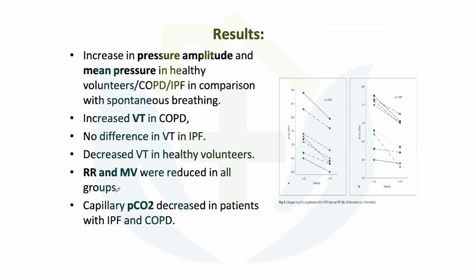So what result came? It increased pressure amplitude and mean pressure in healthy volunteers and also in COPD and IPF, in comparison with spontaneous breathing. In COPD there was increased VT, no difference in tidal volume in IPF patients, and in healthy volunteers VT decreased a little, but respiratory rate and minute ventilation were reduced in all groups, and capillary PaCO2 decreased in patients with IPF and COPD.